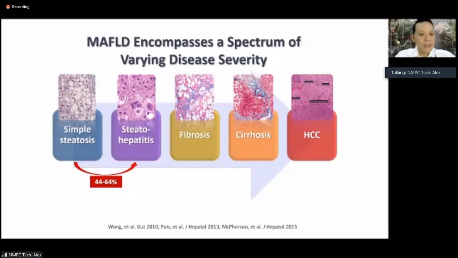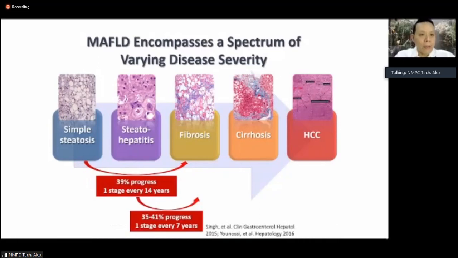In most studies, they will say that for simple steatosis to proceed to steatohepatitis, about 40 to 60% of patients will do that. And then when you look at simple steatosis going to fibrosis, meaning they will accumulate fibrosis, then that will be around 40% for all patients. For steatohepatitis, it's also about 40%.